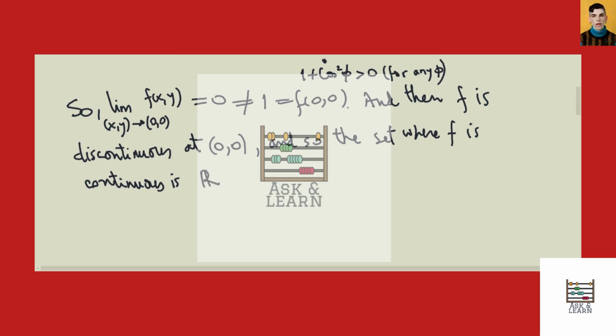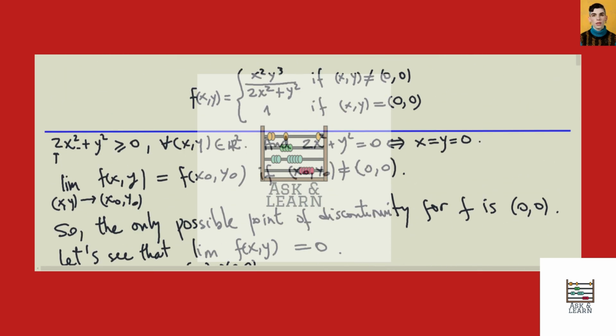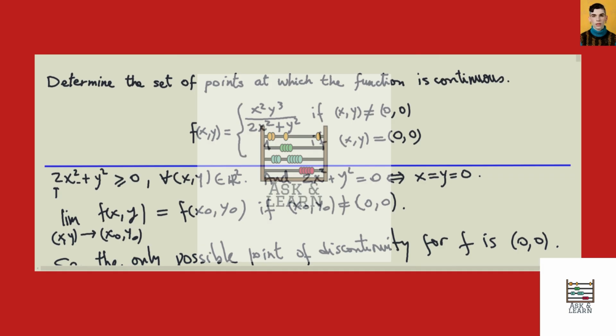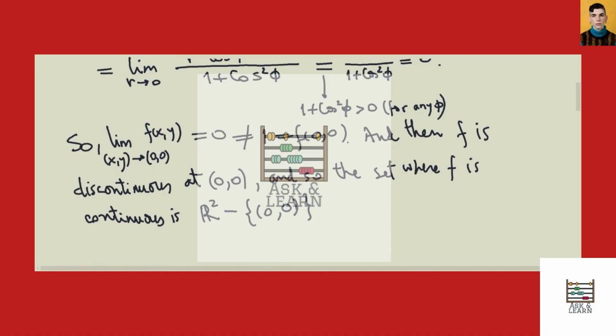So the set where f is continuous is R2, the whole plane, minus the origin, because this is the only point where the function is discontinuous. If we graph the function, it's very interesting, though I haven't printed out the result. You can see that you have very beautiful curvatures all around, but near the origin, the function is very flat. You can do it in your calculator or CAS in order to see the idea.